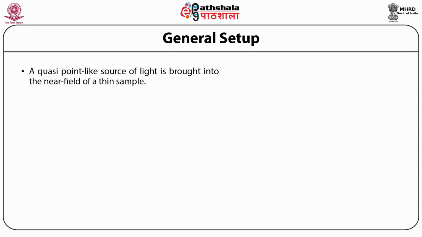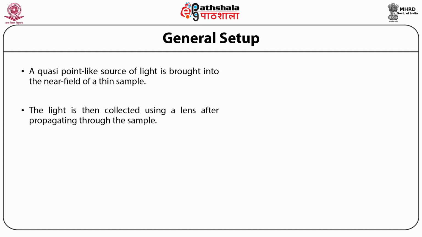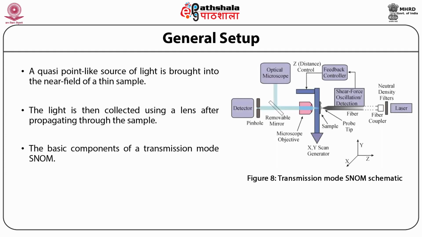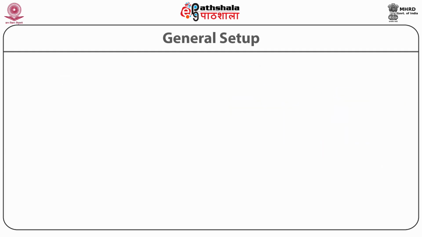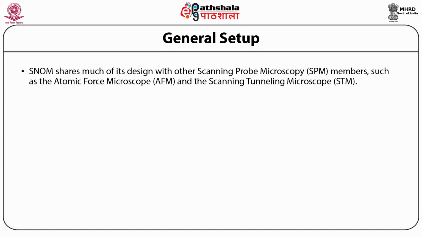We next study the general setup. A quasi-point-like source of light is brought into the near field of a thin sample. The light is then collected using a lens after propagating through the sample. The basic components of a transmission mode SNOM are shown in figure 8. We can see the schematic of the transmission mode SNOM, where one can easily infer that SNOM shares much of its design with other scanning probe microscopy members such as the atomic force microscope and the scanning tunneling microscope, STM.